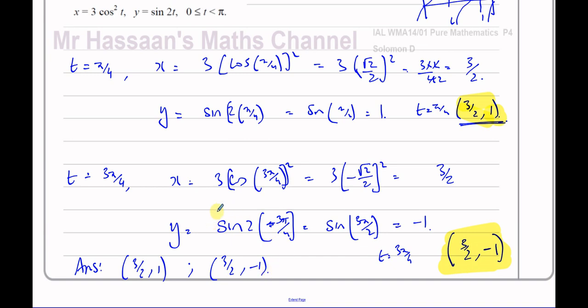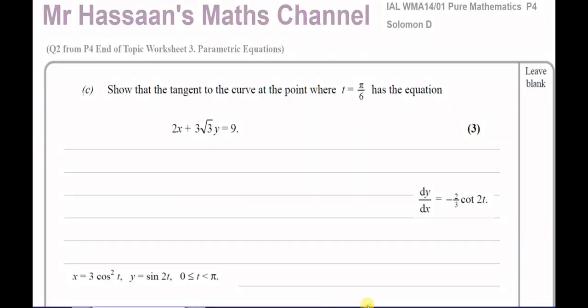Of course, you don't really use highlighters in the exam. That's just for the purpose of showing you. Okay, so there's the answer to part B.